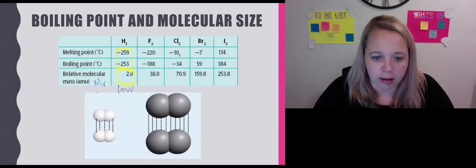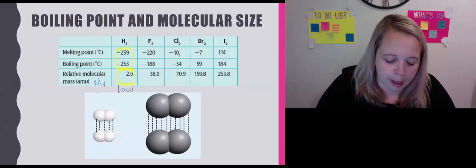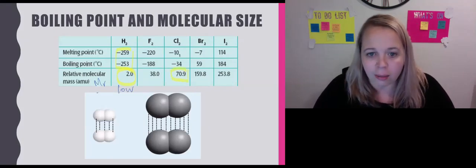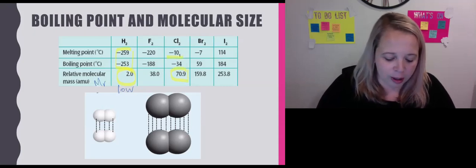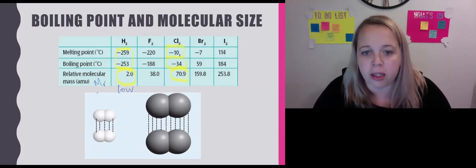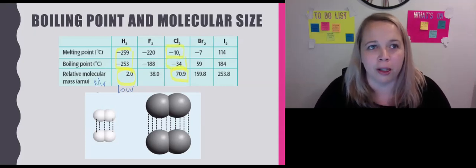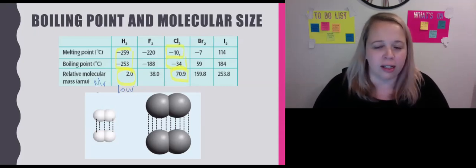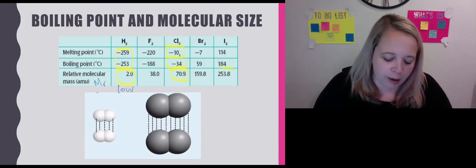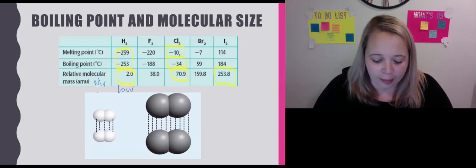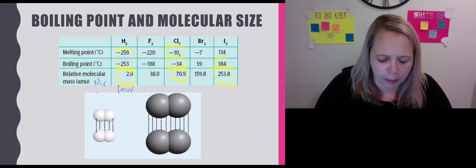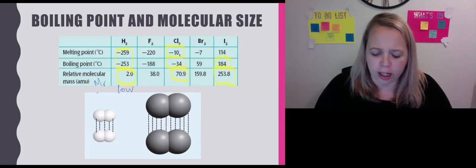Let's go up a bit bigger and look at chlorine gas. So chlorine gas has a molecular mass of about 70, and have a look at its boiling point, minus 34, same with its melting point. But we're mostly going to focus on the relationship with boiling point because so many of these are gases at room temperature. Now, finally, we're going to look at another halogen, and that is iodine. Iodine has a boiling point of 184.